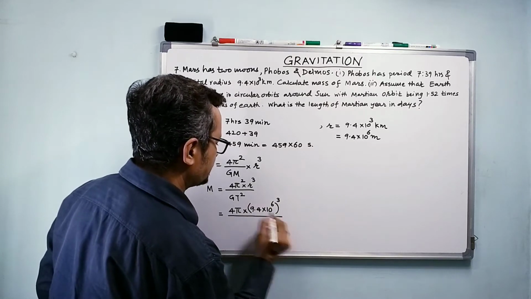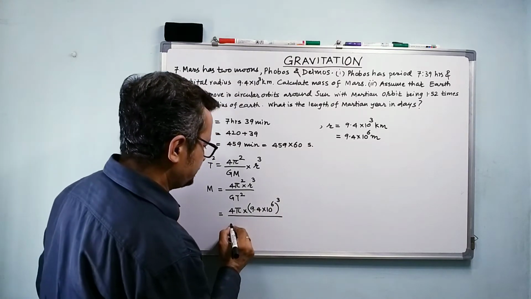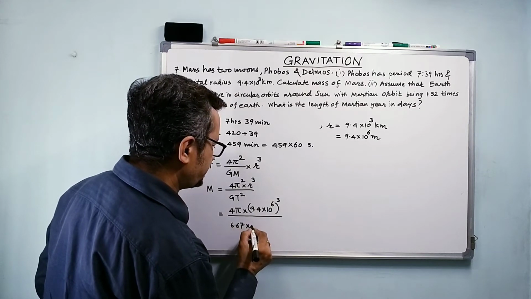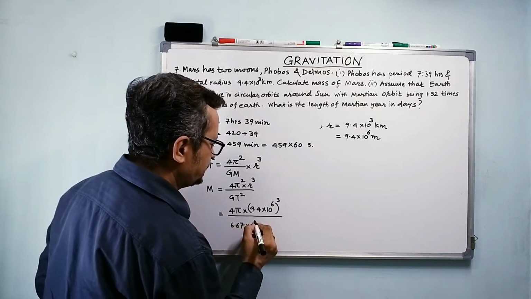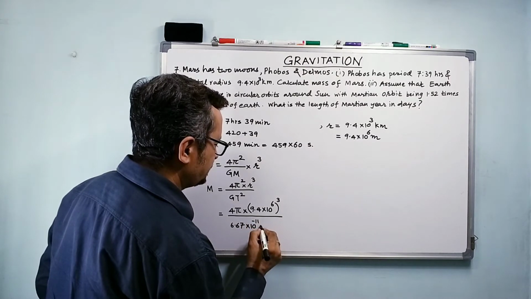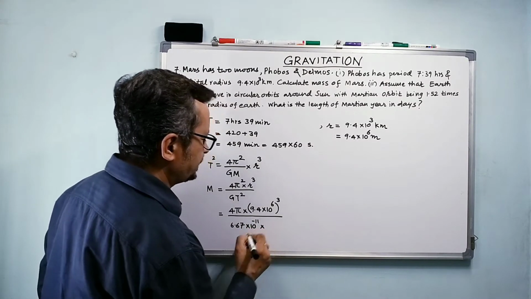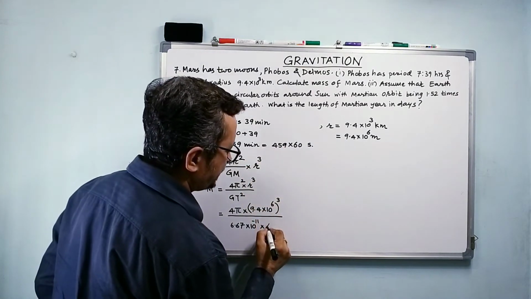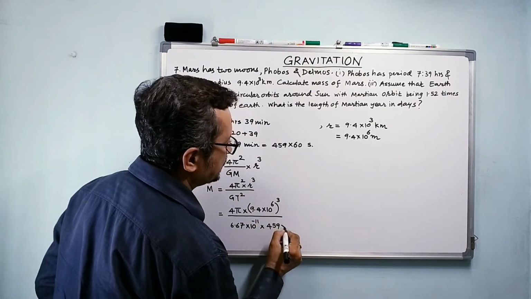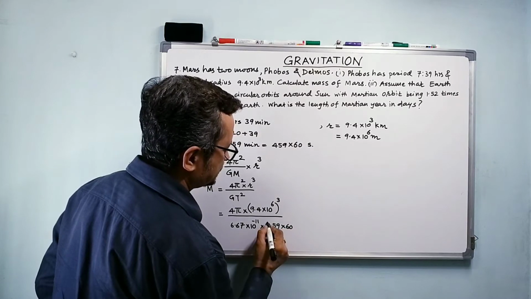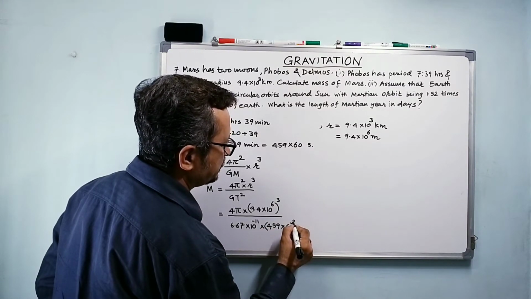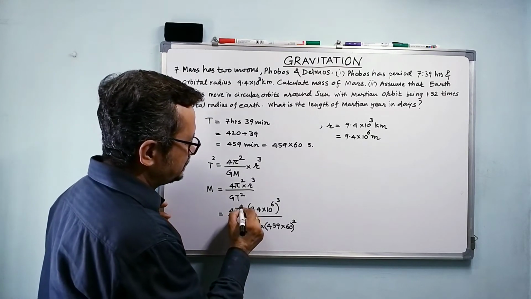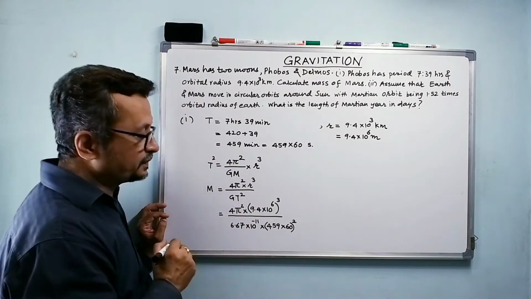divided by, my G is 6.67 into 10 raised to power minus 11 multiplied by T square. So my T is 459 into 60, square of that. So this is pi square, correct?